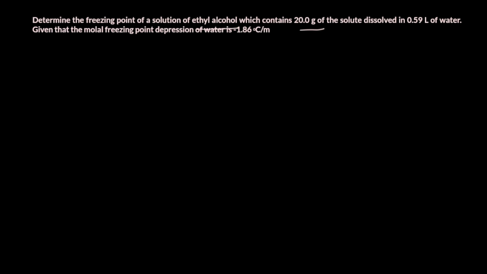So ethyl alcohol is C2H5OH. So what we are going to do now is find the number of mole. So number of mole is equivalent to mass over RMM. The mass of this ethyl alcohol is 20 gram, and for the RMM, if you don't know the atomic mass, you can refer to the previous question. I've already given you the molar mass for this substance.